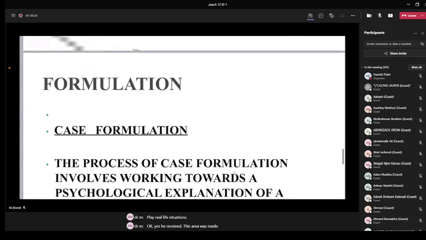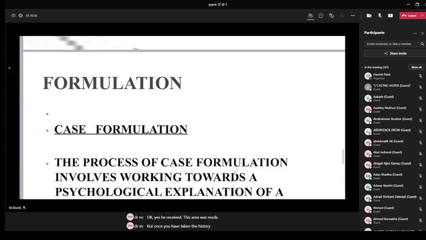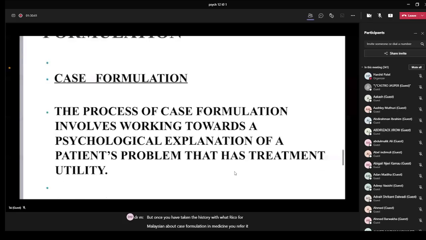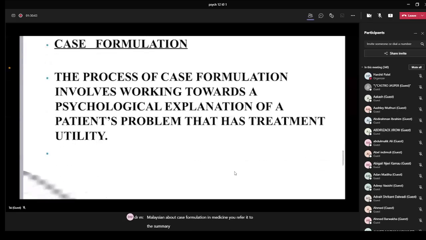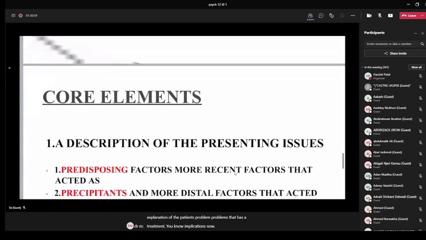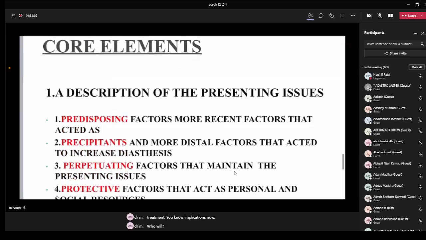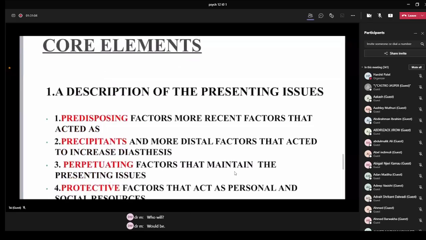Once you have taken the history, there's what we call formulation or case formulation. In medicine, we refer to it as the summary. The process of case formulation involves working towards a psychological explanation of the patient's problems that has treatment implications. Now, we'll be teaching you more about case formulation.